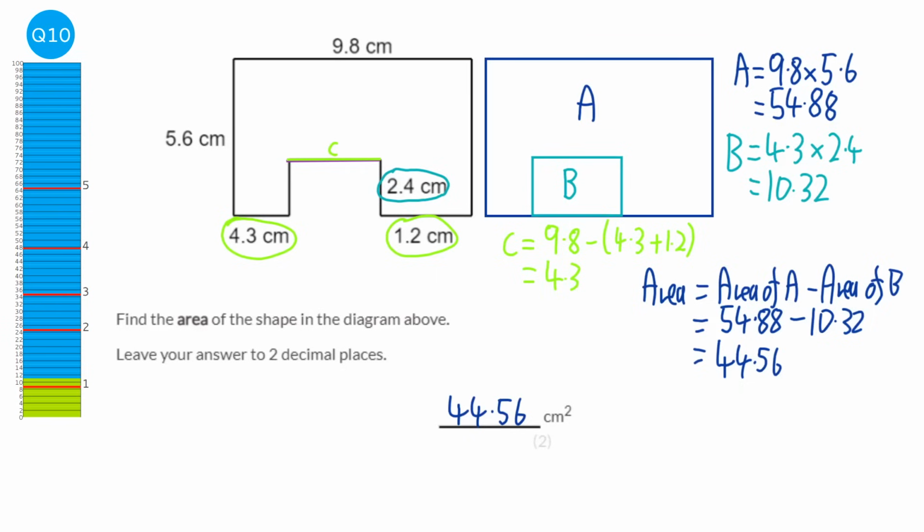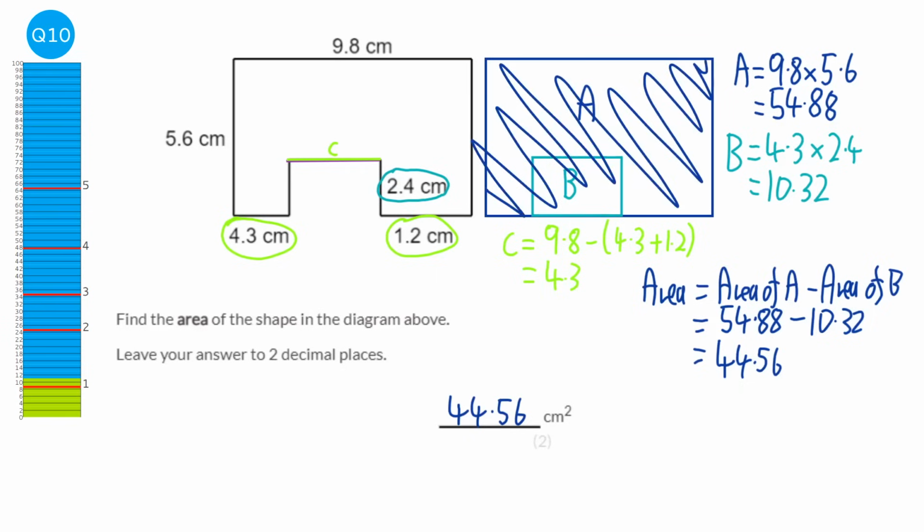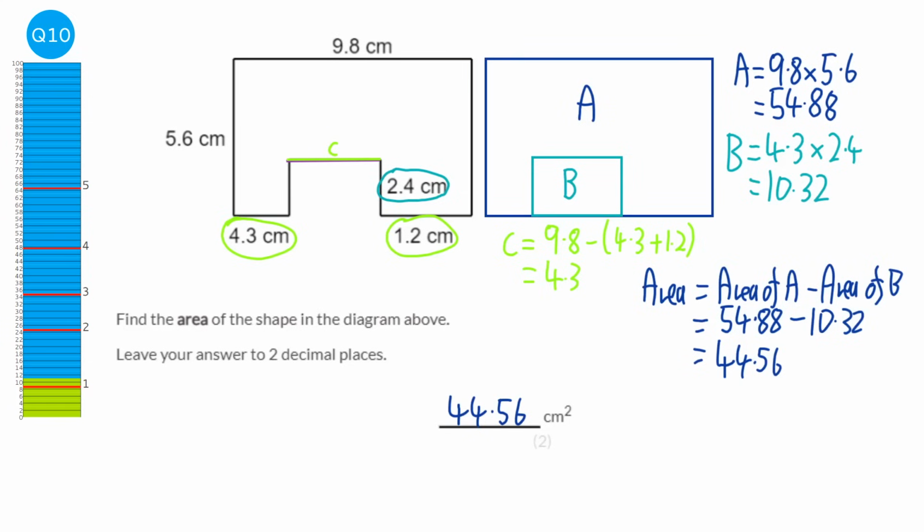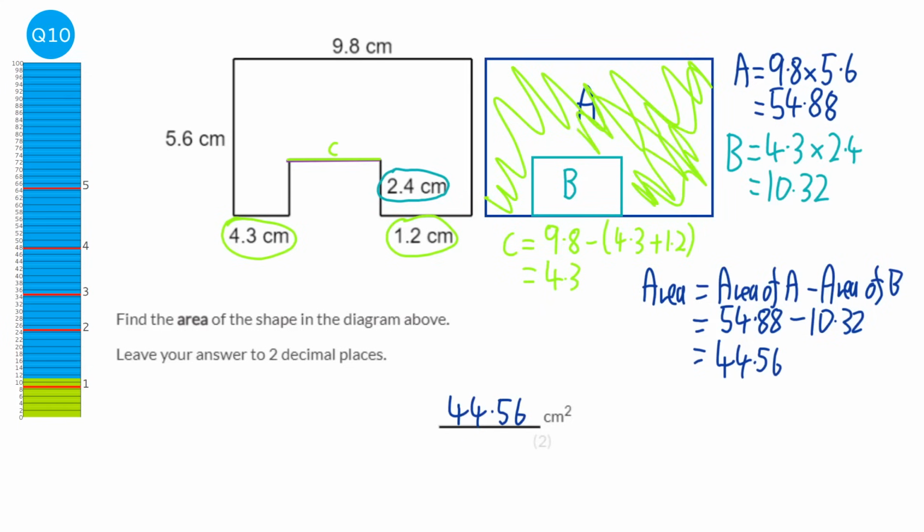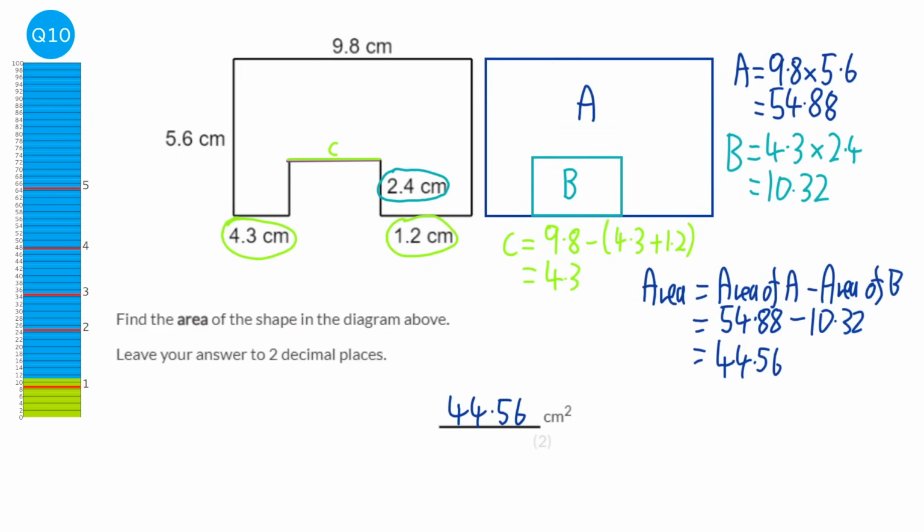So what we did was we found out the total area, which is the whole area of this shape here, and we took away the bit we didn't want, which is the area of this rectangle here. When I do that, I get the area of the bit I do want, which is all of this rectangle but without that B at the bottom. And this is a really important way of working this out, that you work out the whole thing and take away the bits that you don't want.